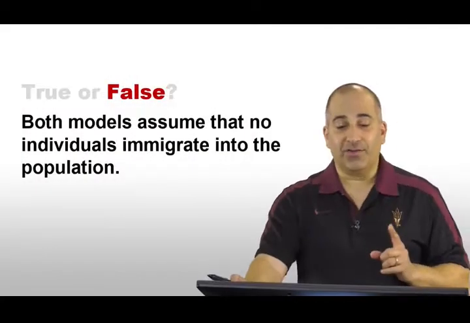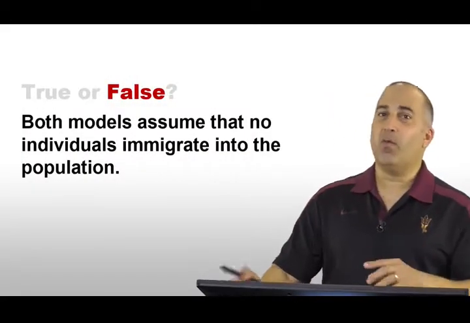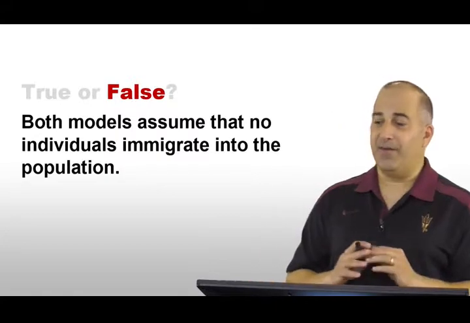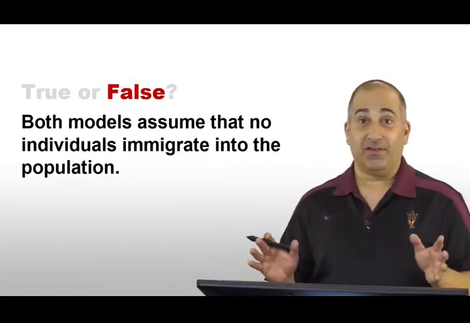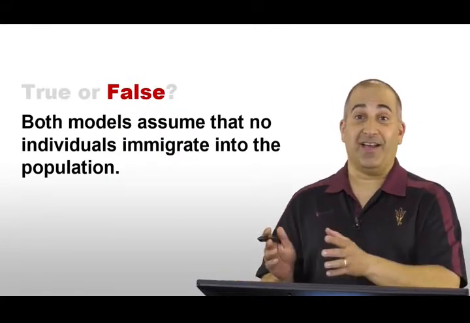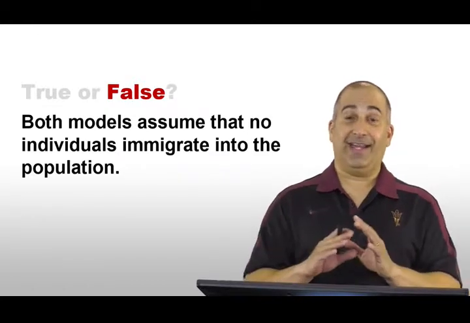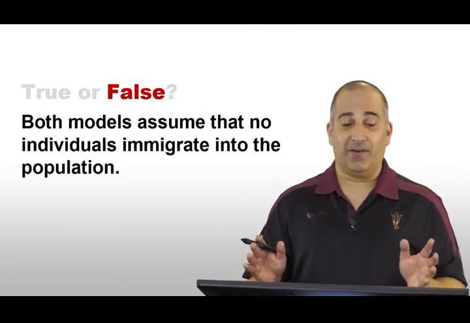All right, well, I'm going to assert that this is false. And you might say, well, wait a minute, Mike. We're not talking about anything but births and death rates in this model. R is births minus deaths. I didn't see any I's or any E's. There's no immigration or emigration in the model.